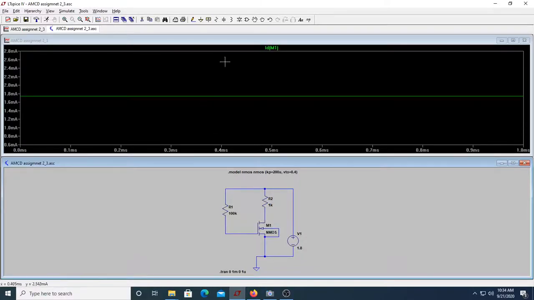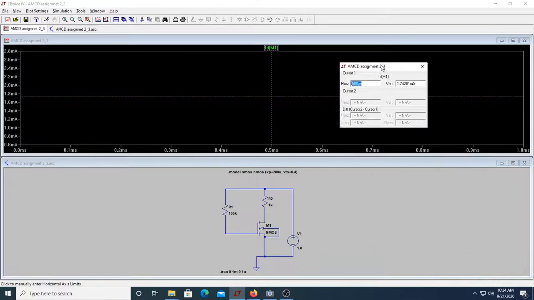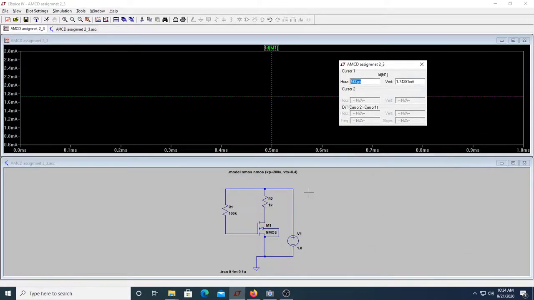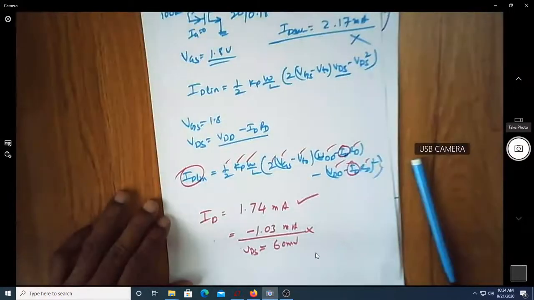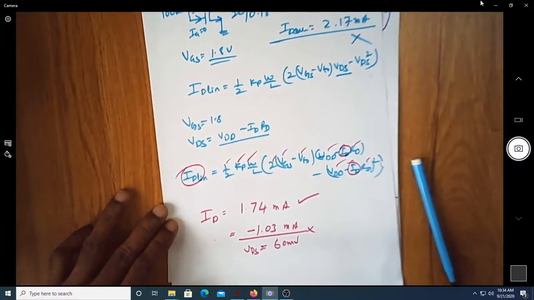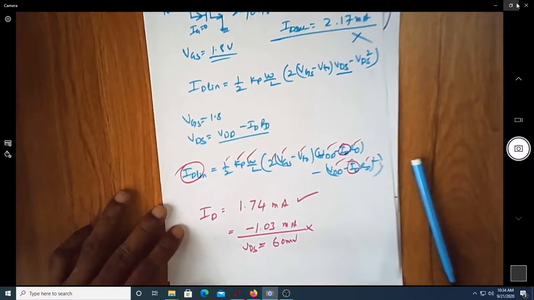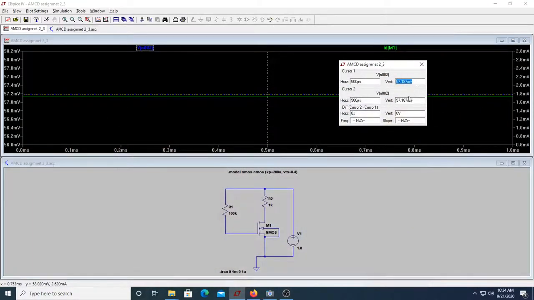Okay, this is 1.74 milliampere. You can see this is 1.74 milliampere, and the voltage happens to be 57.187 millivolt. We are looking at 60 millivolt because of this. Okay, decimal points truncation, you are getting it as 60 millivolt theoretically, and of course in simulation it is 57 point few millivolts, 57.18 millivolt.